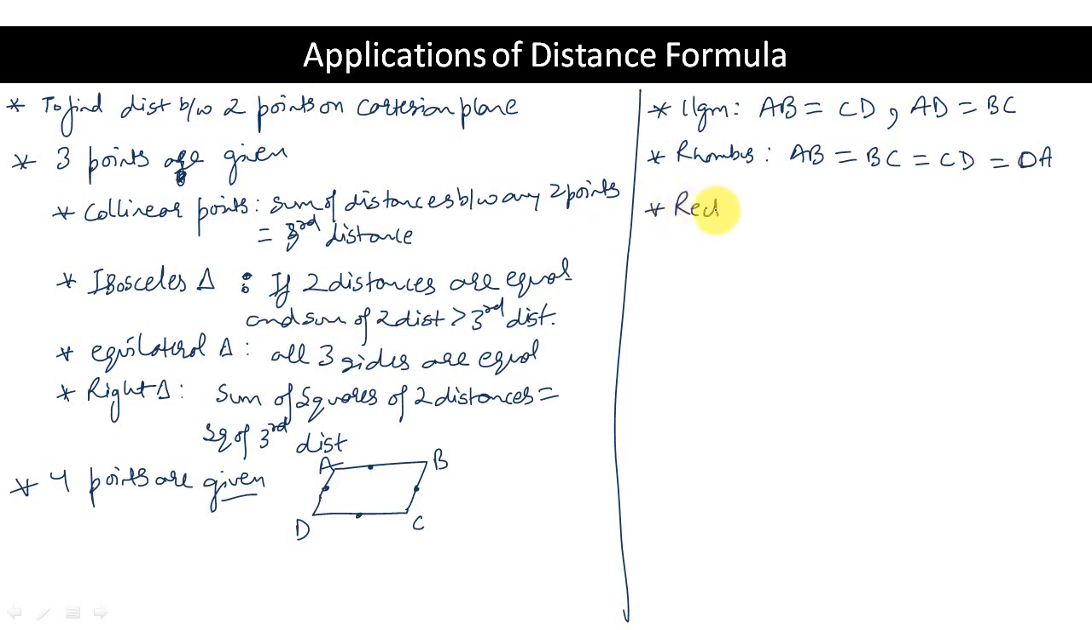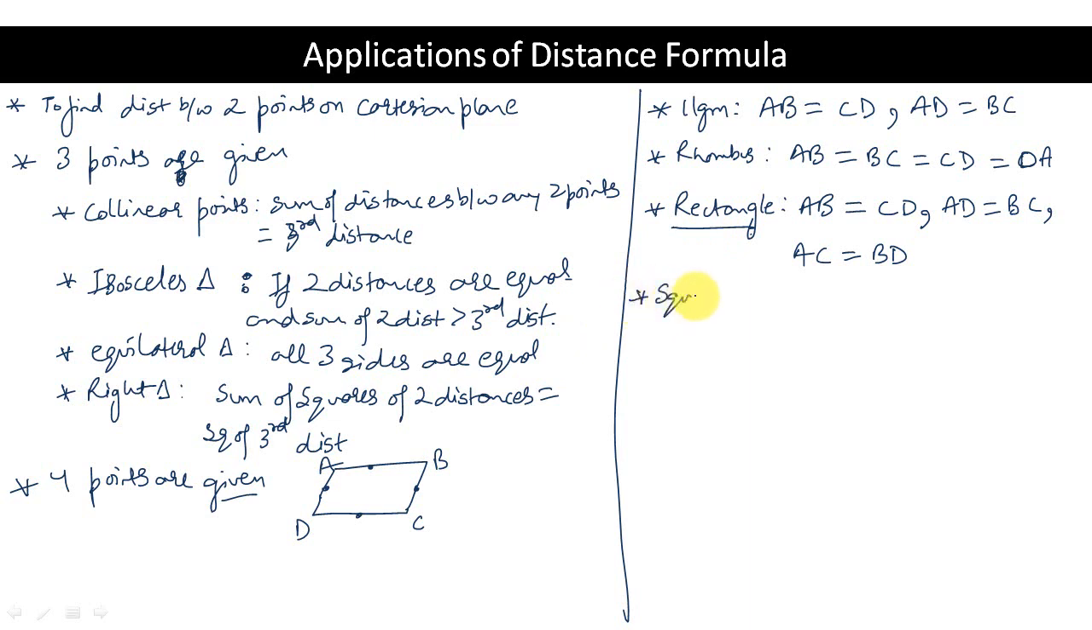For a rectangle, the condition is the same as that of a parallelogram. That is, the opposite sides should be equal. AB should be equal to CD and AD should be equal to BC. In addition to that, the diagonal AC should be equal to the diagonal BD. So in a rectangle, both the diagonals are also equal. That means in this case, to check whether the quadrilateral is a rectangle or not, we'll have to apply the distance formula 6 times. 4 for the sides and 2 for the diagonals.